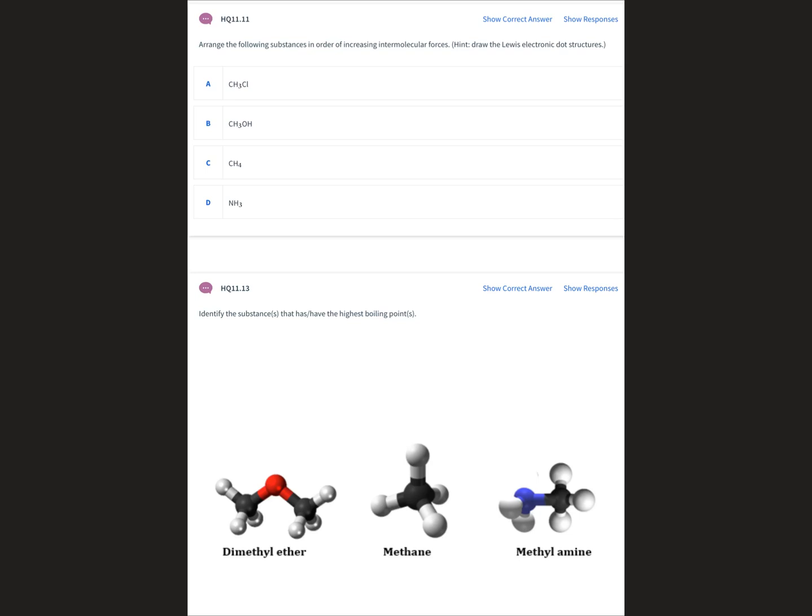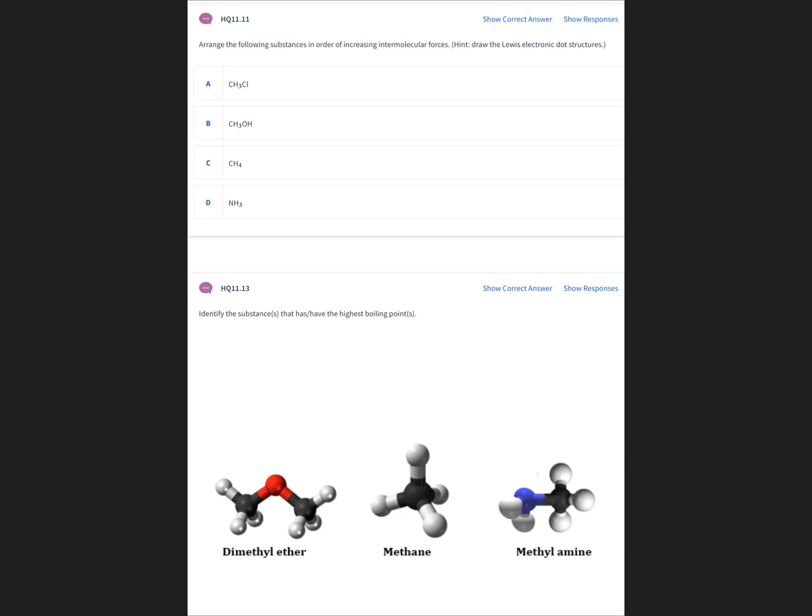For homework question 11.11, we're asked to arrange the following substances in order of increasing intermolecular forces. To do that question, we need to understand the intermolecular forces for each of the molecules and what kind of forces are created. So why are the intermolecular forces different for each of those molecules?